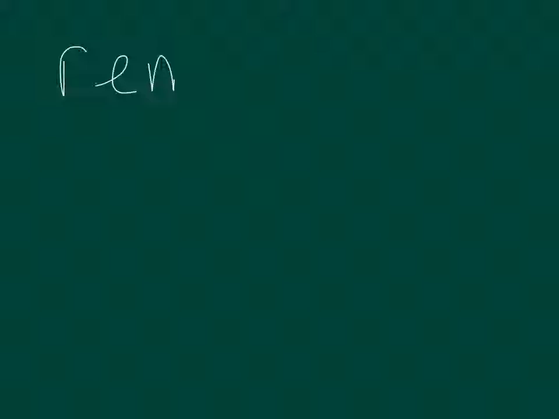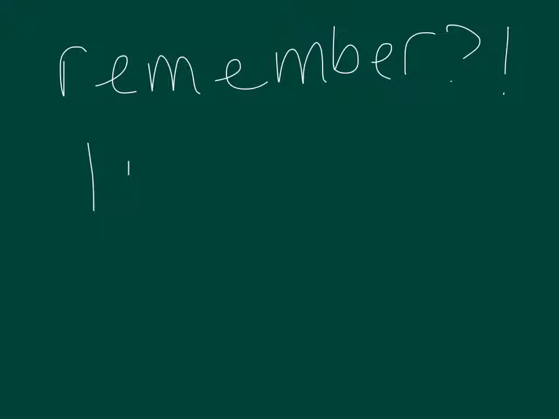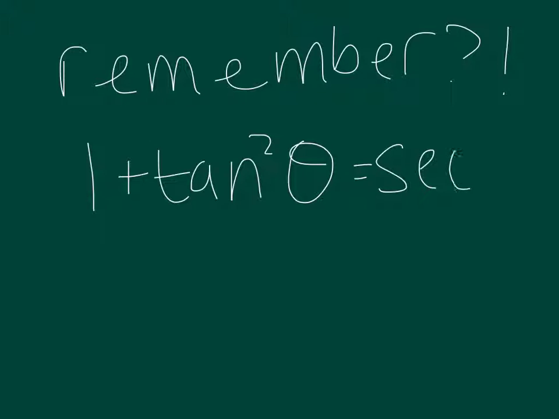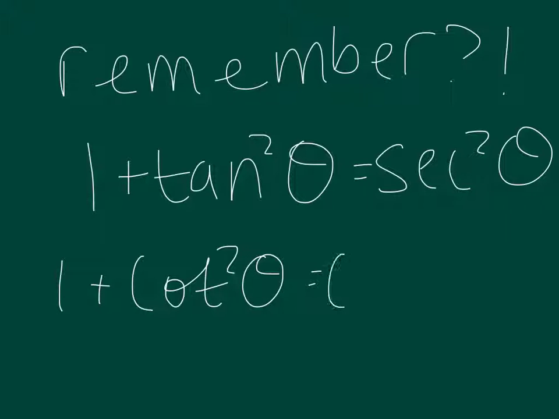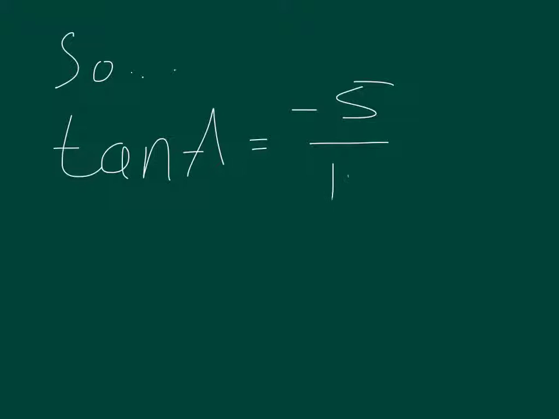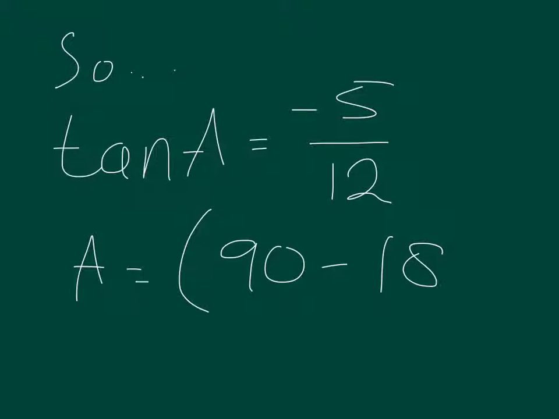Remember these equations? 1 plus tan squared theta equals sec squared theta, and 1 plus cot squared theta equals cosec squared theta. We're going to use them now. So, if tan A is minus 5 over 12, and A is obtuse, that means between 90 and 180, find the exact value of sec A.